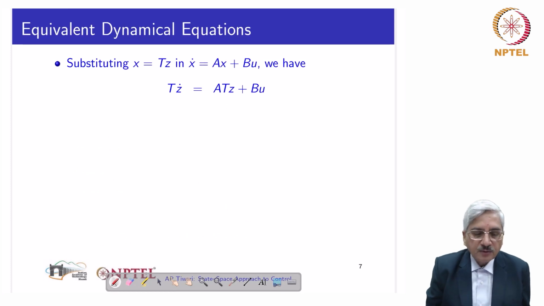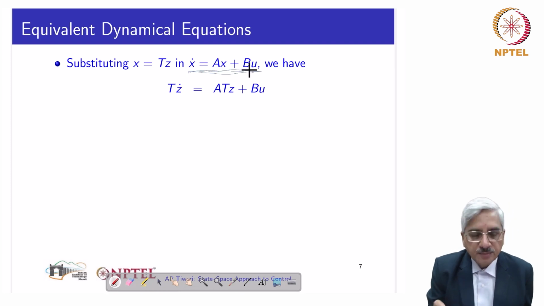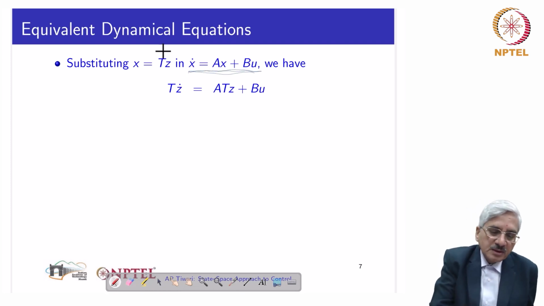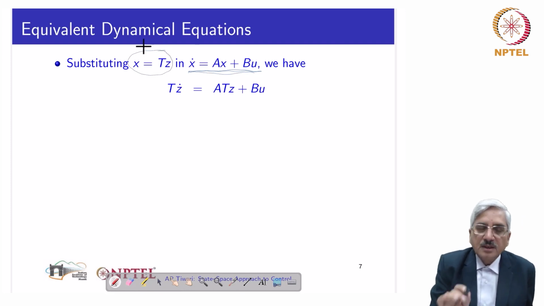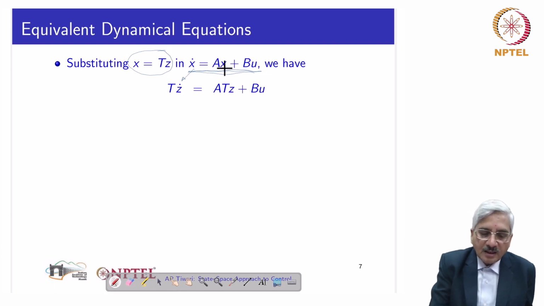To obtain the equivalent model, in the state equation given to us, x dot equal to Ax plus Bu, we substitute this relation x equal to Tz everywhere in place of x. So x dot becomes T z dot, because T is a constant matrix. And Ax becomes ATz, and of course Bu remains as it is.